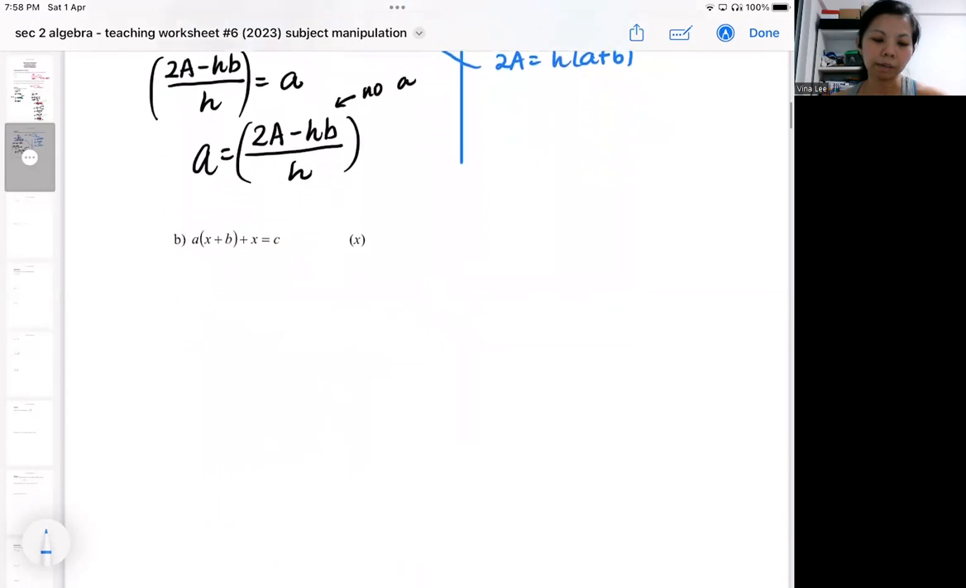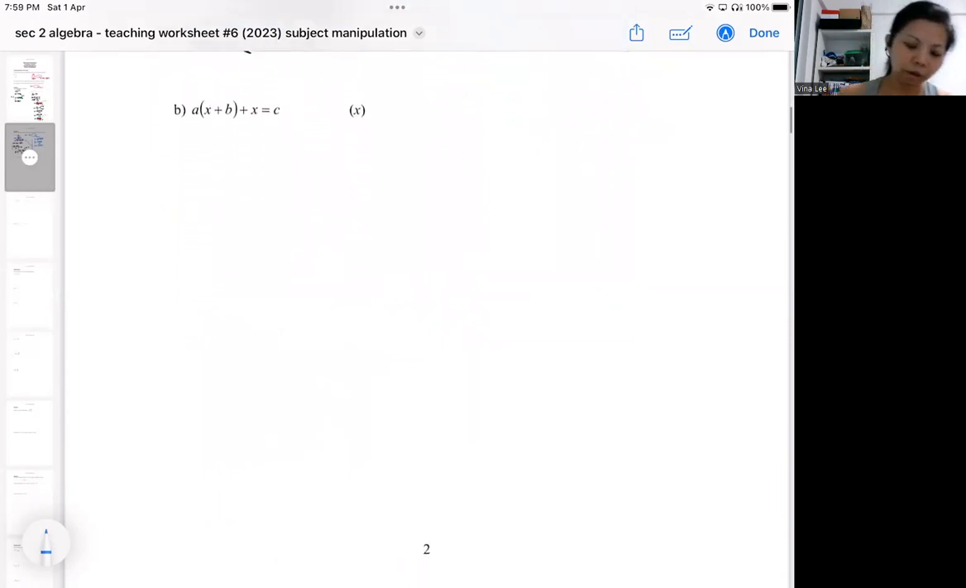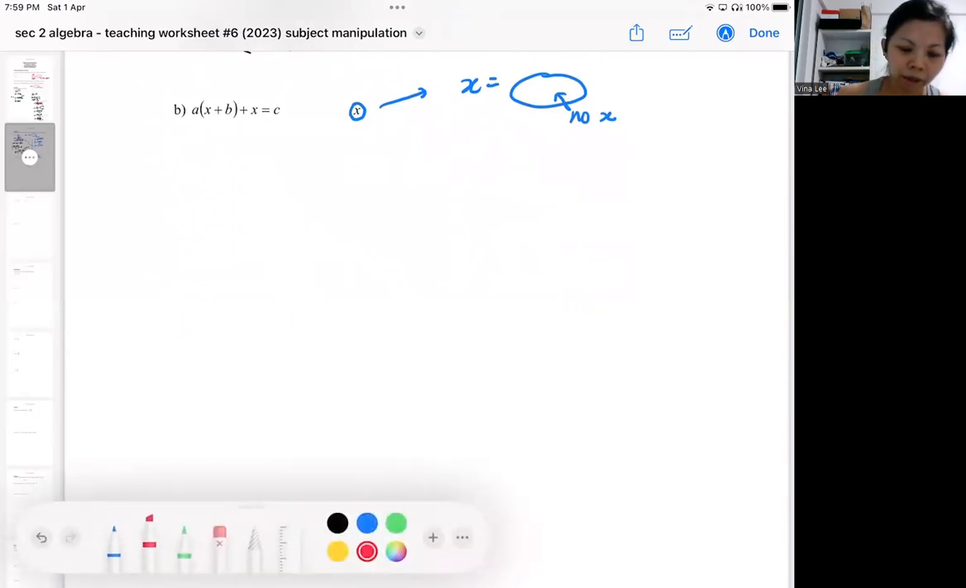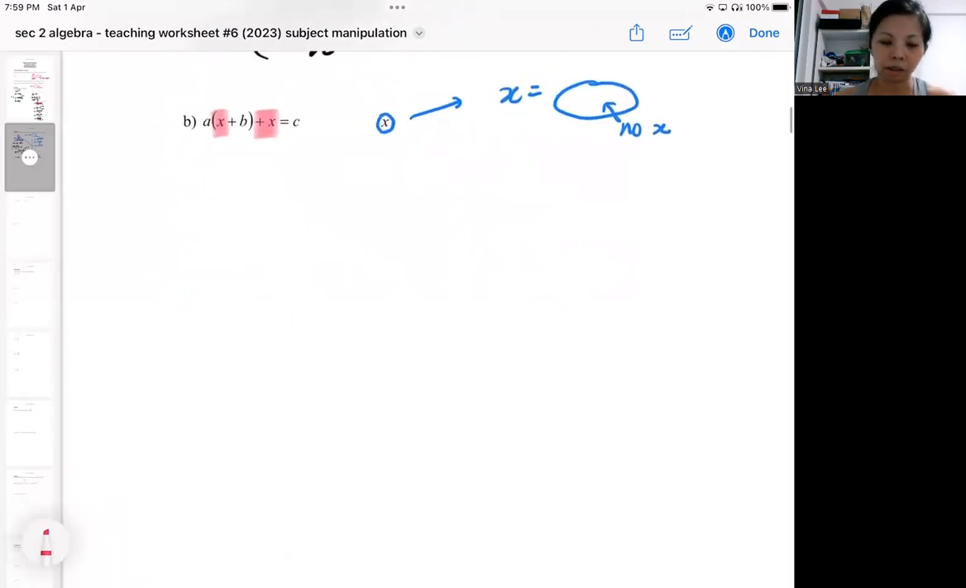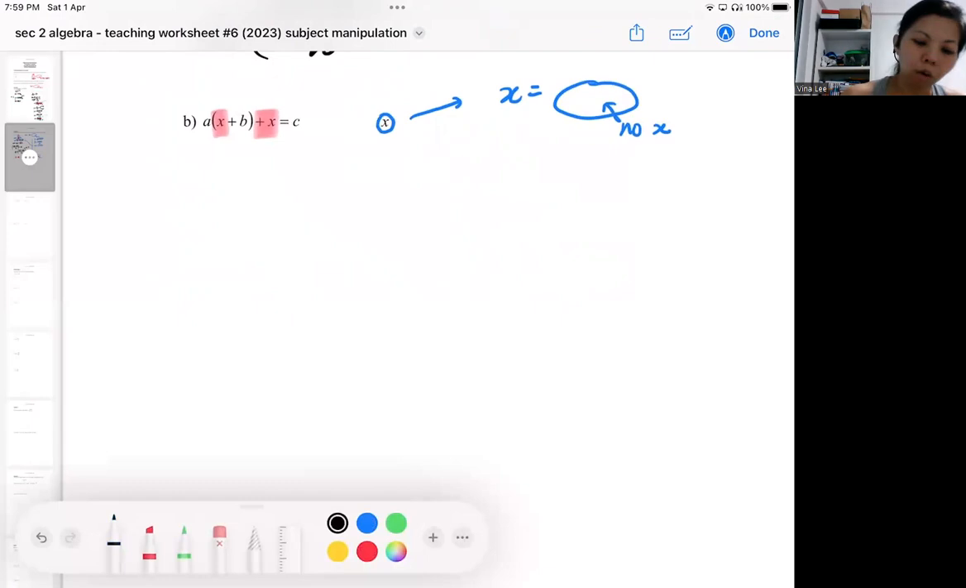Okay, the next one, I'm supposed to make X a subject. Okay, so always remind yourself, when we want X a subject, your answer will look like this, and there shouldn't be any X. So I keep reminding you this because sometimes you will end up having your subject on the other side also. Okay, so your job is to isolate your subject. Okay, in this case, if you look, your subject is in the bracket and is outside the bracket. So anyway, the first instinct will be obviously go and expand out.